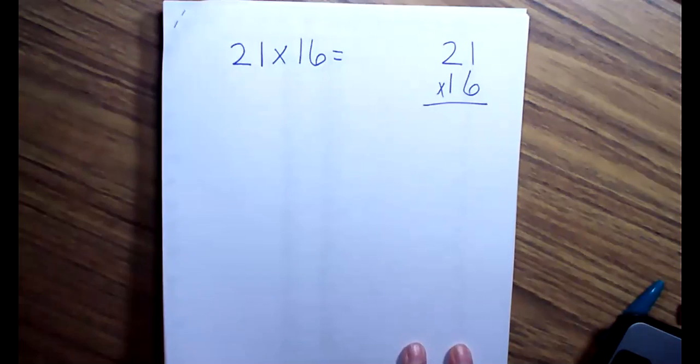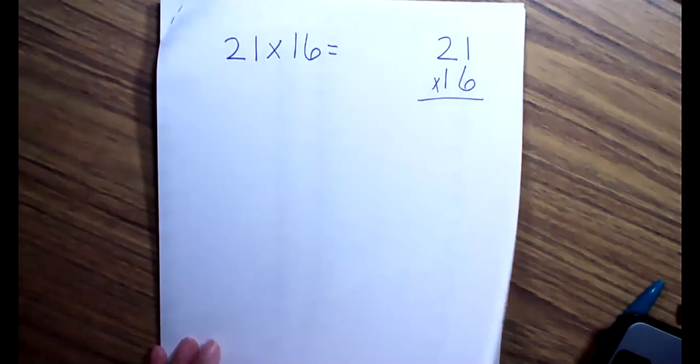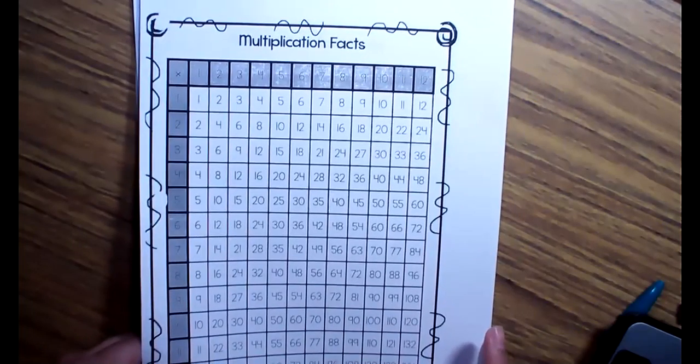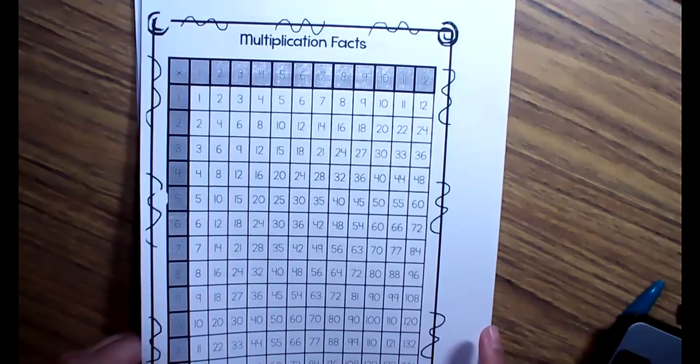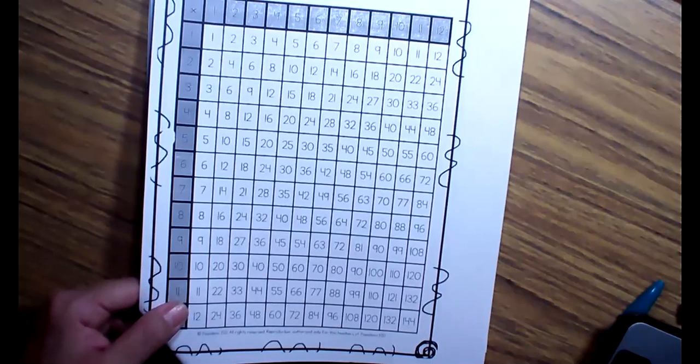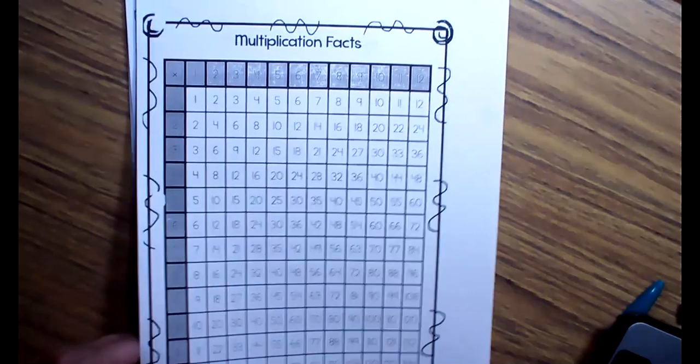Now, in order to do this, I need to know my multiplication facts. But if I'm having trouble with some of the multiplication facts, I can always look in my math toolkit and use my multiplication facts chart. It's in the middle of the section, so you're going to have to do lots of scrolling until you get to this section. And it is okay to use it.